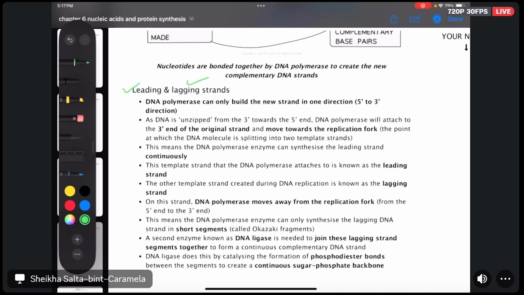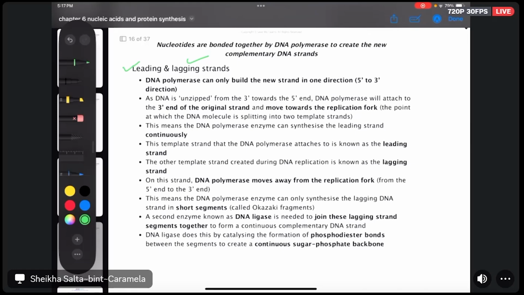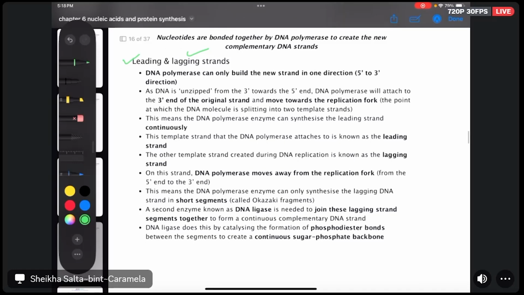But on the lagging strand, the synthesis of the phosphodiester bonds occurs in fragments. These fragments are called Okazaki fragments. They occur because on this strand the DNA polymerase moves away from the replication fork, so it just creates segments or fragments. Another enzyme comes into play over here, which is called the DNA ligase enzyme, which joins these strands and removes the gaps in between to form another continuous strand to form another DNA molecule.